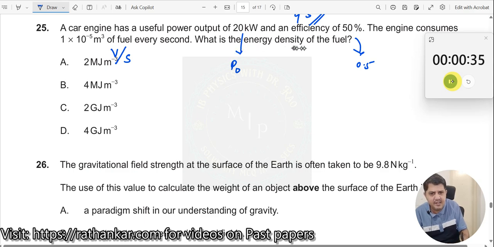What is the energy density of the fuel? Energy density, what is energy density? Energy per unit volume is being asked. Okay, so what we do is, first, when power output and efficiency are given, find out the input power. So how do I find it?